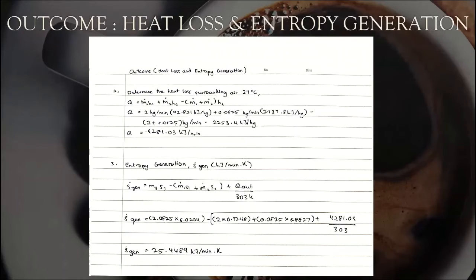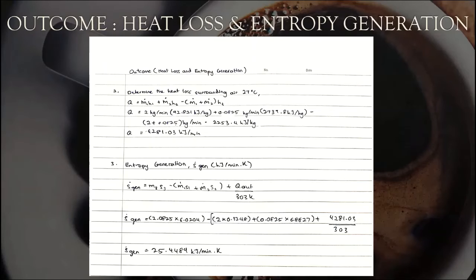So the next one is to calculate the heat loss and entropy generation. So to determine the heat loss at air surrounding for 27 degrees Celsius, we use the formula given, which is Q equals M1H1 plus M2H2 minus in bracket M1 plus M2 times H3. So by including all the given information, we get the value for the heat loss, which is 4,281.03 kilojoules per minute.